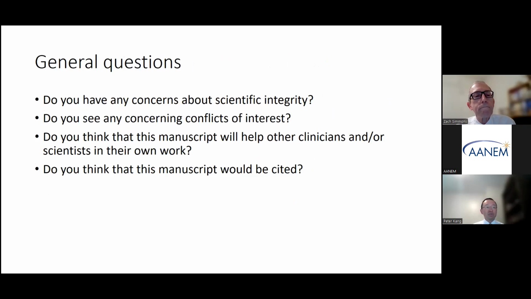And then there are general questions that you want to ask as you're looking through this. Do you have any concerns about scientific integrity? Do you see any concerning conflicts of interest? Do you think that this manuscript will help other clinicians and or scientists in their own work? And do you think that this manuscript would be cited?